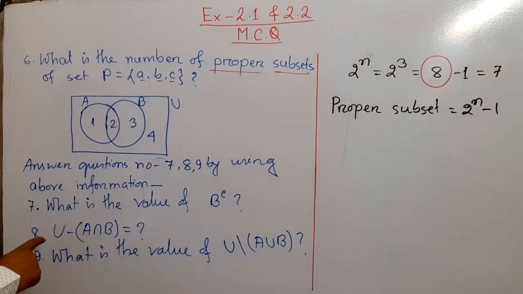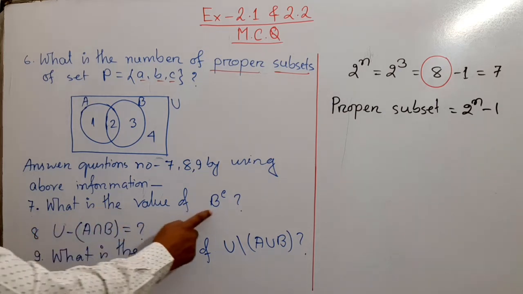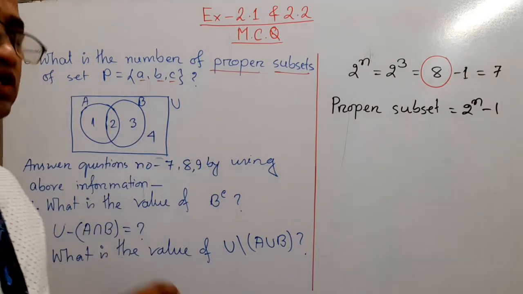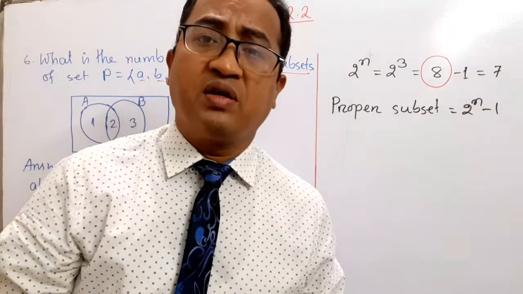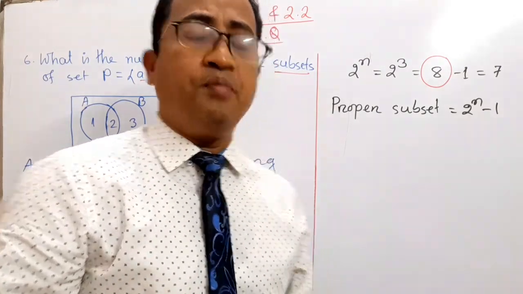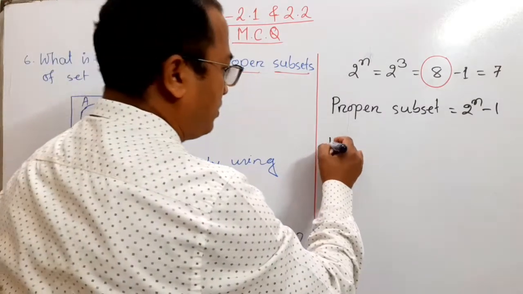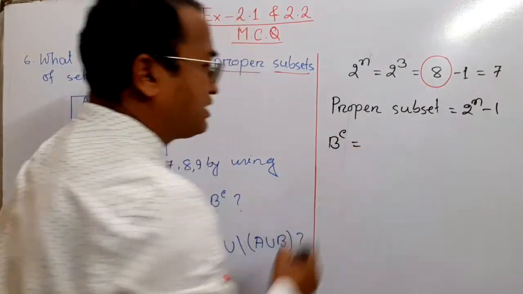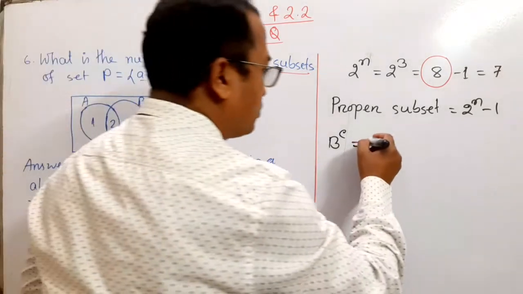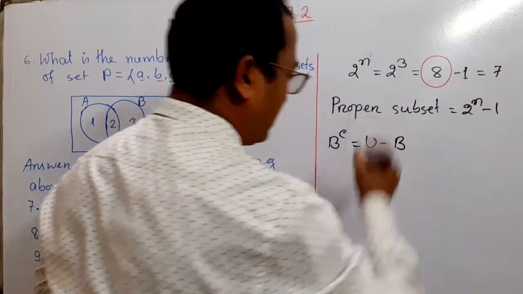Now question number 7: what is the value of B to the power C? At first, what do we mean by B to the power C? B to the power C means the complementary set of B, that is U delete B.